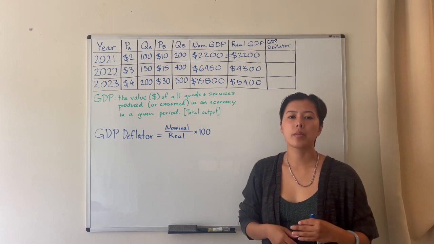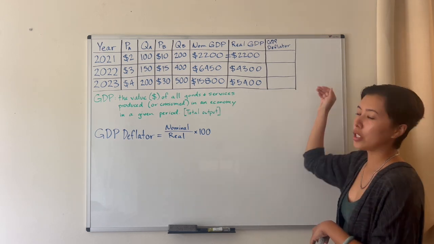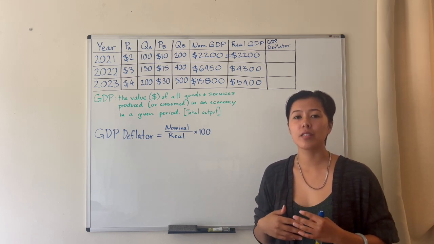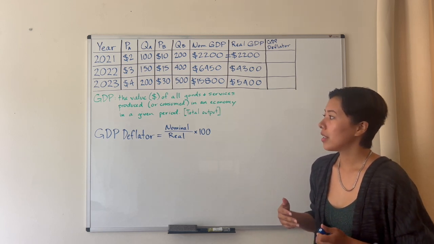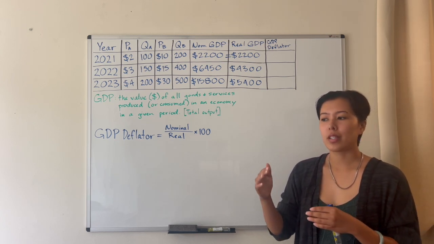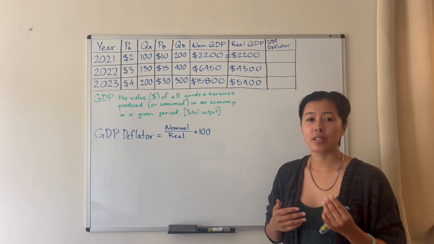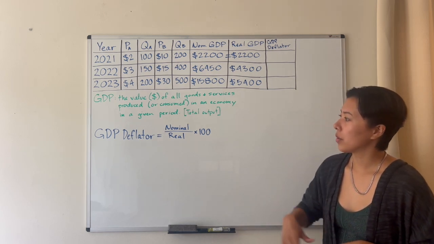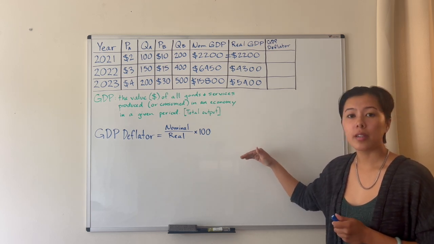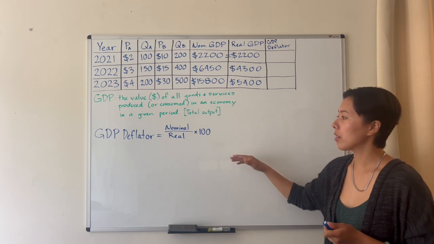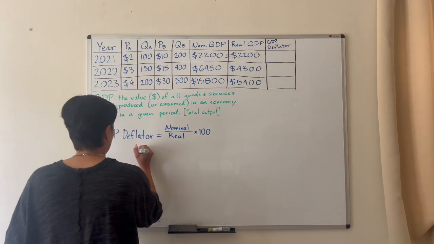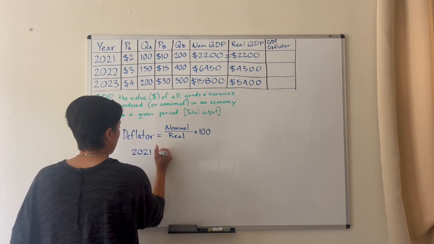Okay, our next step in this problem is to calculate the GDP deflator for each of our years. So the GDP deflator measures the current level of prices relative to the prices in the base year. And so what this is doing is it's giving us a measure of the overall level of prices. It's showing us what is really the difference in prices in the current year versus that base year. So here's our formula for the GDP deflator. We're going to divide the nominal GDP in that year by the real GDP in that year, and then multiply by 100.